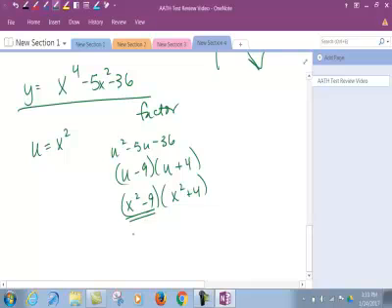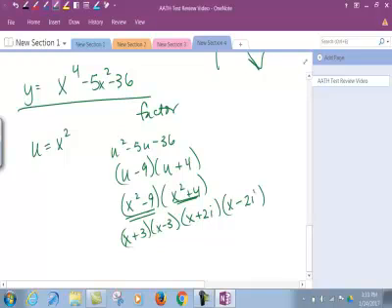Right? And this one's super easy, difference of two squares, x plus 3, x minus 3. And then from class today, we talked about the pattern of sum of squares, and the way we factor that is x plus 2i, x minus 2i.